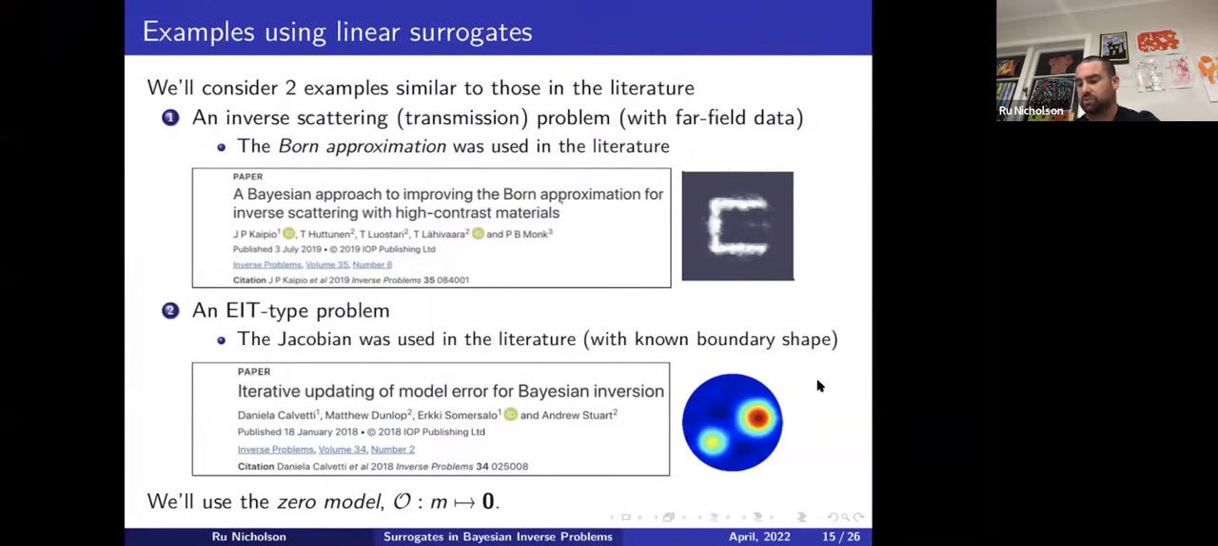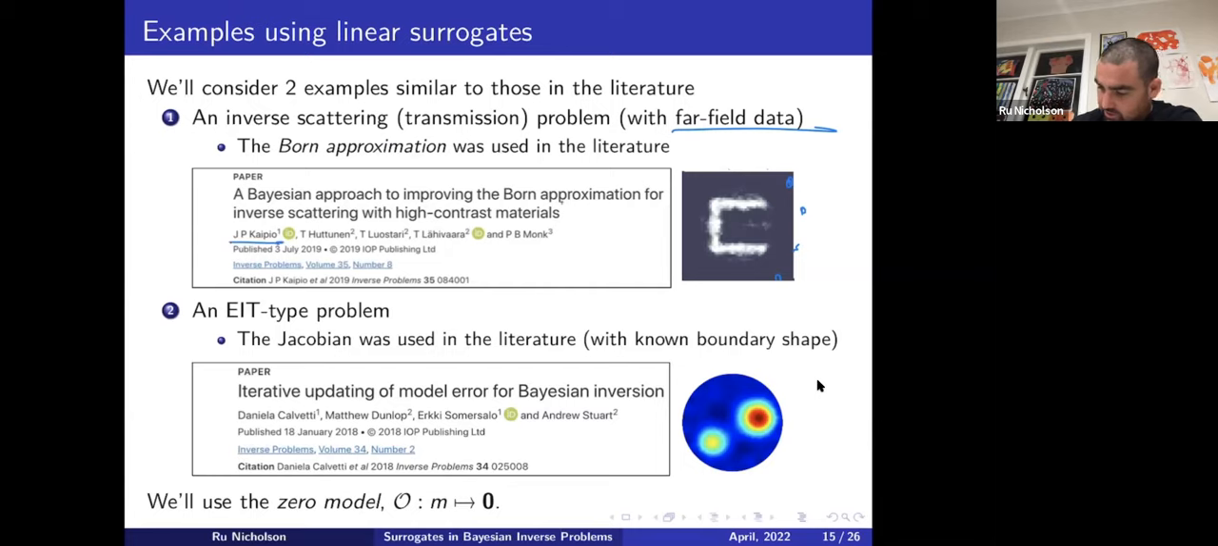Just to demonstrate this, we'll consider two examples that are very similar to some examples that have been looked at in the literature. One of those is the inverse scattering problem or transmission problem. In the literature, it was slightly different. They looked at the case of far field data. I'm going to use so-called near field data, where we have some measurements around the object rather than computing the far field data. And in the literature, they spent some time computing the Born approximation.